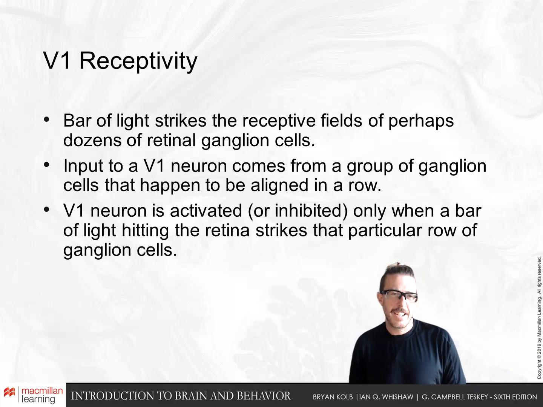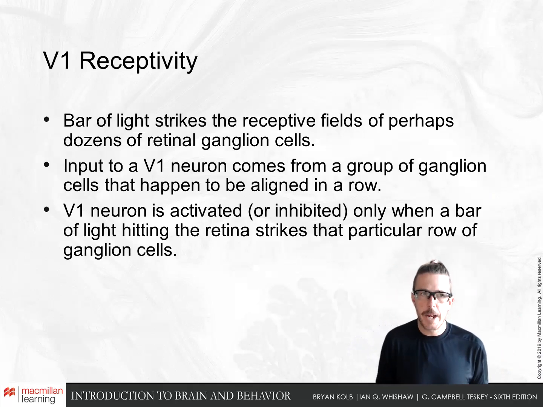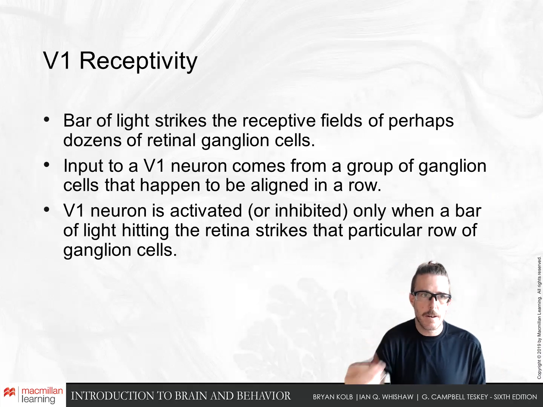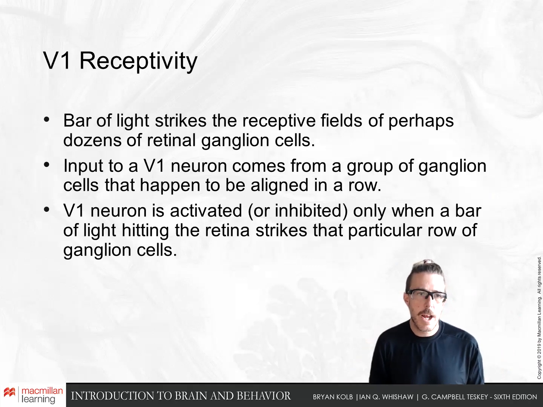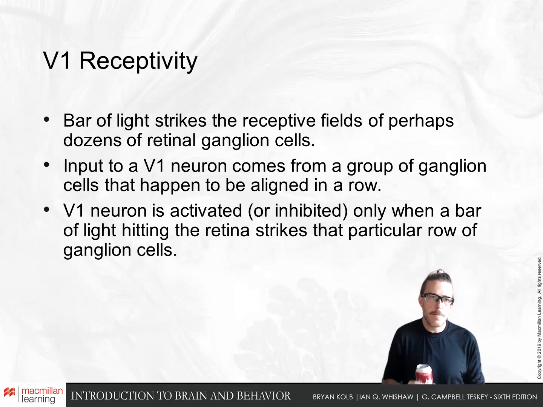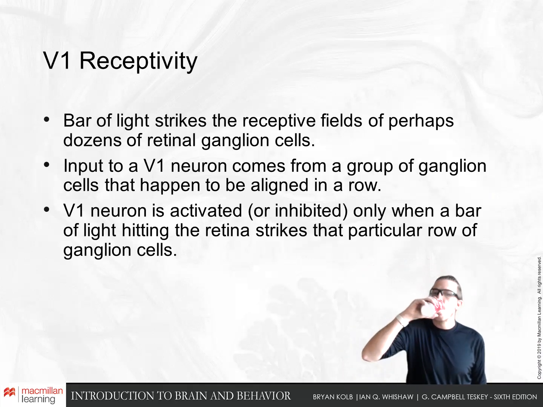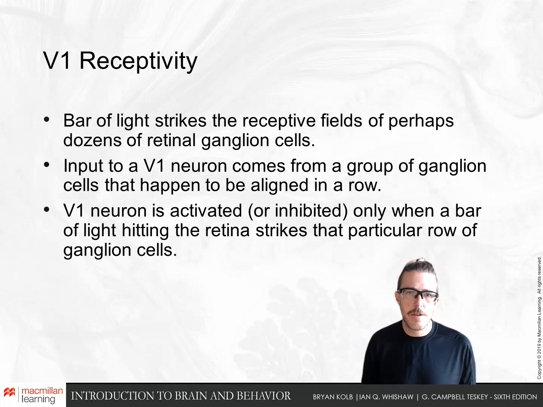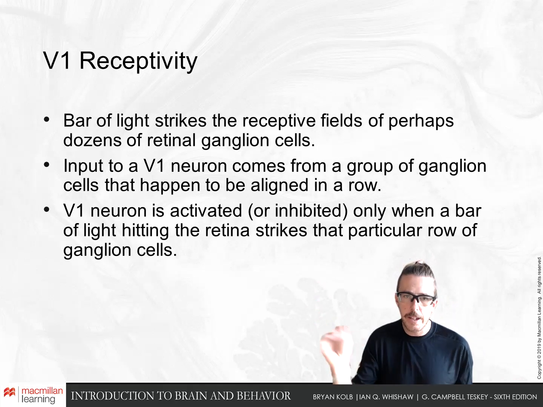So it seems like we're missing some level of explanation of how all these different receptive fields that overlap from all the different retinal ganglion cells can come to represent something like a bar of light. So input to any given V1 neuron comes from a whole group of retinal ganglion cells. And one particular V1 neuron might be connected to a group of ganglion cells that together form a row. So whenever that whole row of retinal ganglion cells gets activated, that V1 neuron will fire.